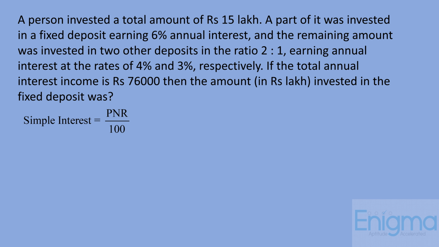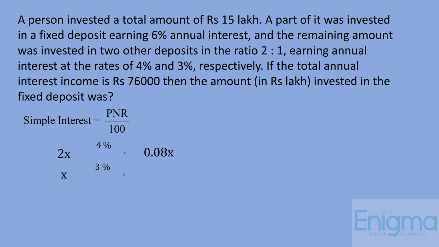Now we have a total amount of 15 lakh. Some amount is deposited at 6% annual interest rate, and the remaining is distributed in the ratio 2:1. So let's assume the first amount as 2x and the next amount as x. Now the interest rate for 2x is 4%. So we can say that the interest earned on this amount will be 0.08x.